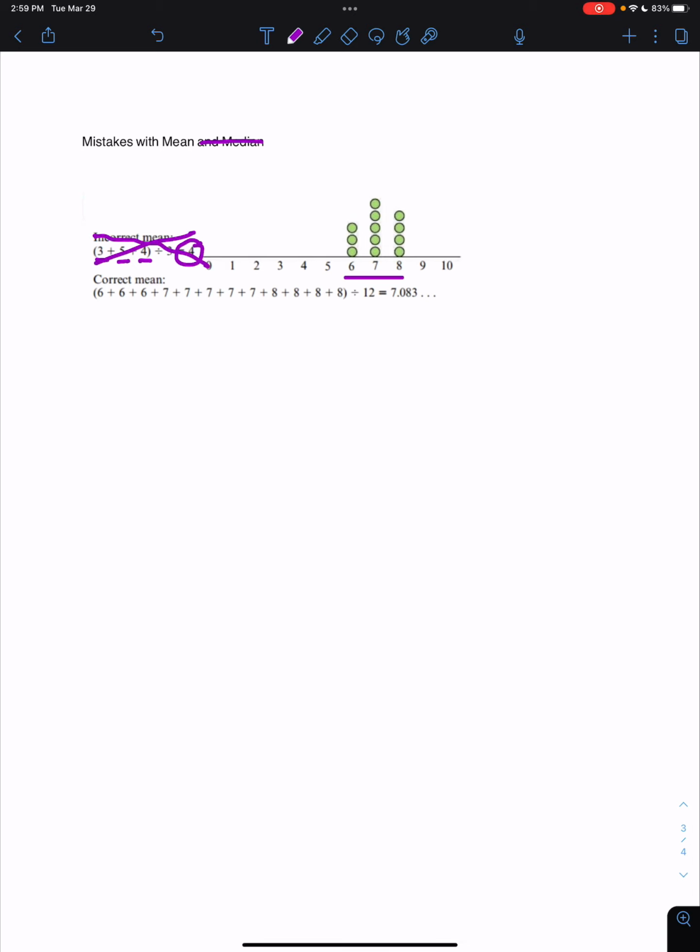Don't do this. Instead, what we have to see is that these 3 dots each represent a 6. So we have 3 6s. You could even do 3 times 6. Plus, here we have 5 7s. You could even do 5 times 7 if you wanted to. And then here we have 4 8s. And you could add 4 times 8 if you wanted to. Or you can just write them all out in a line.